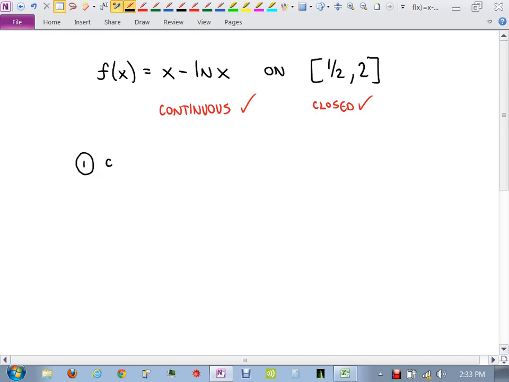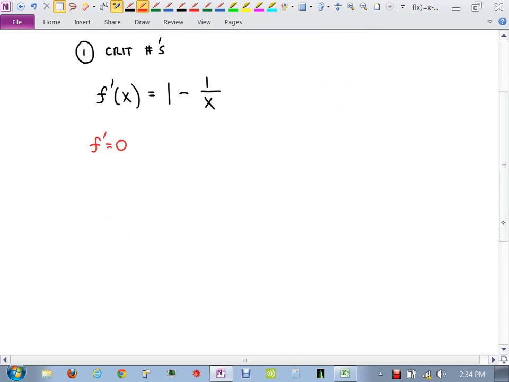Now, step 1. I'm going to need the derivative, right? So critical numbers. Let's talk about the derivative here. It's what? 1 minus 1 over x, right? 1 minus 1 over x. And then from there, I want to know two things. Where's the derivative 0? And where does the derivative not exist? Let's talk about the derivative being 0.